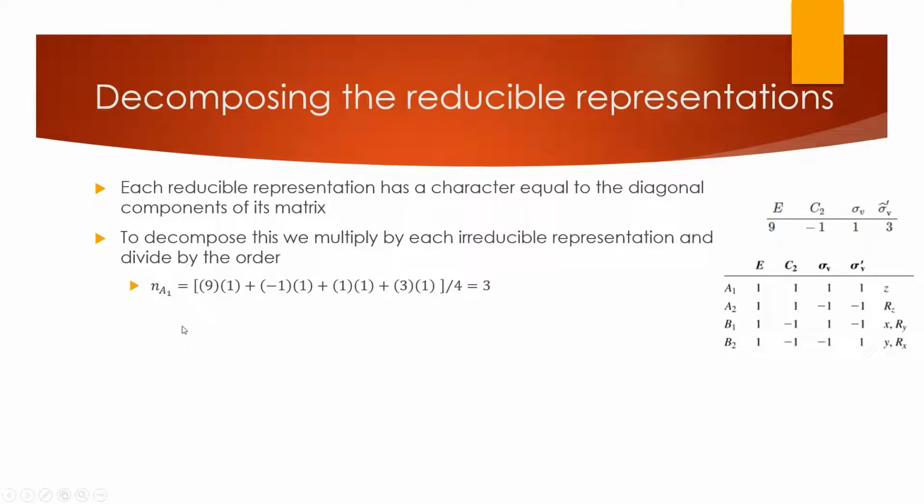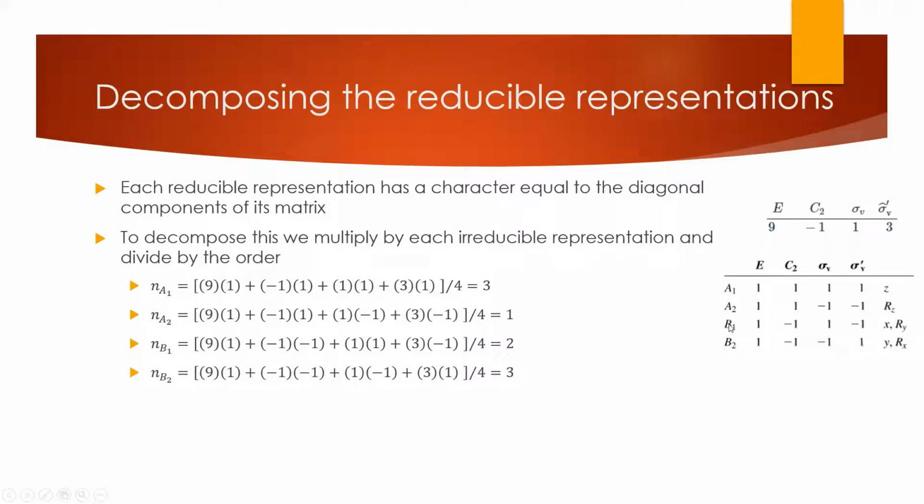So we can do the same thing for the next 3 types of representations, and we get different answers because they have different entries here in the character table. So for A2, we get 1, for B1, we get 2, and for B2, we get 3. So our 9-dimensional representation here has 9 one-dimensional representations that make it up. So what this means is that our C2V molecules, when we're talking about their motion in this way, have 3 A1 representations, 1 A2 representation, 2 B1 representations, and 3 B2 representations.